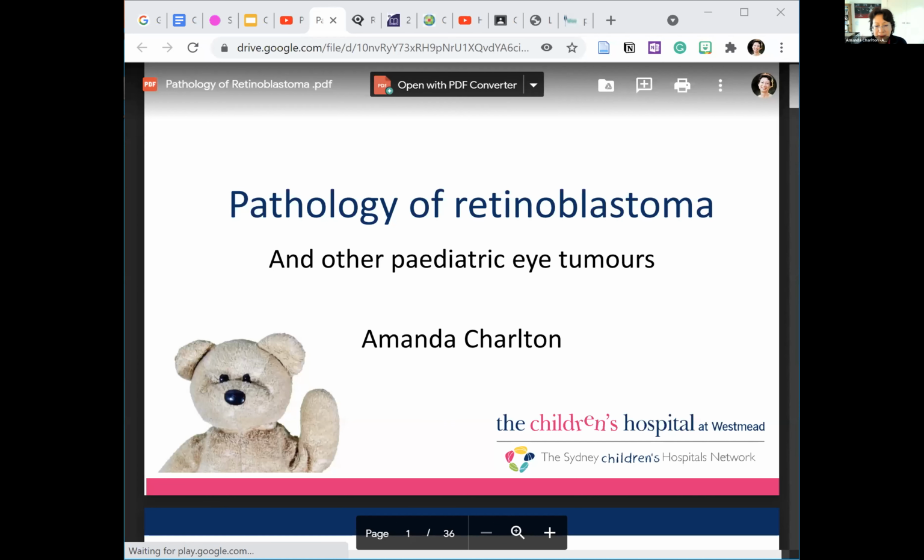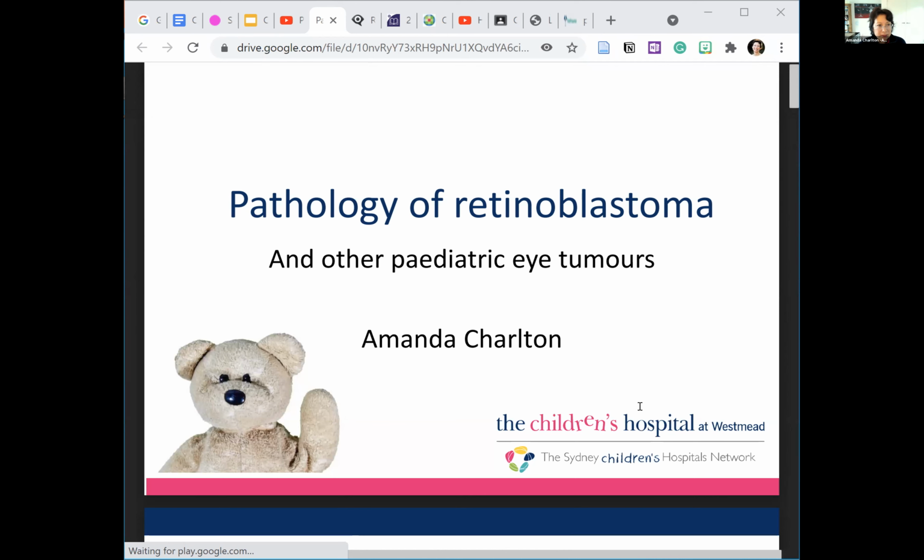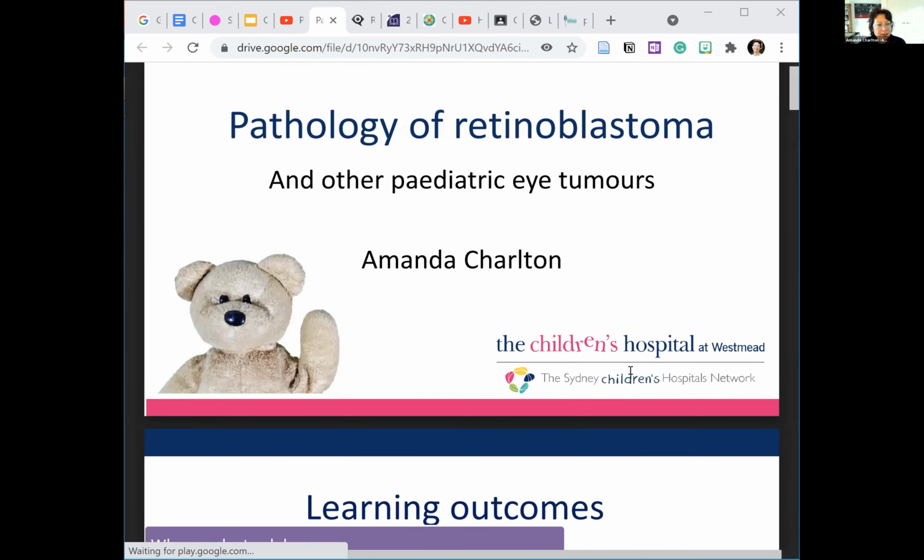So this one here, I'm just going to pause every other slide and ask questions, which you will type the answers into chat to keep you awake, etc. So I'm going to talk about retinoblastoma and other pediatric eye tumours. I will not be covering the genetics of it. That is a separate topic. So I'm going to focus on pathology, macroscopic, microscopic, and other things like that.